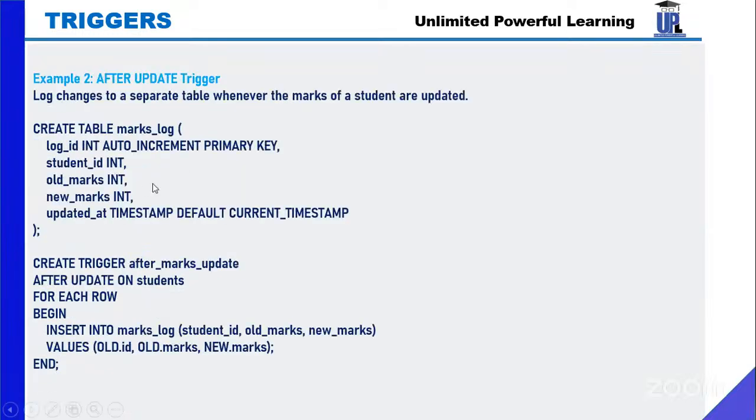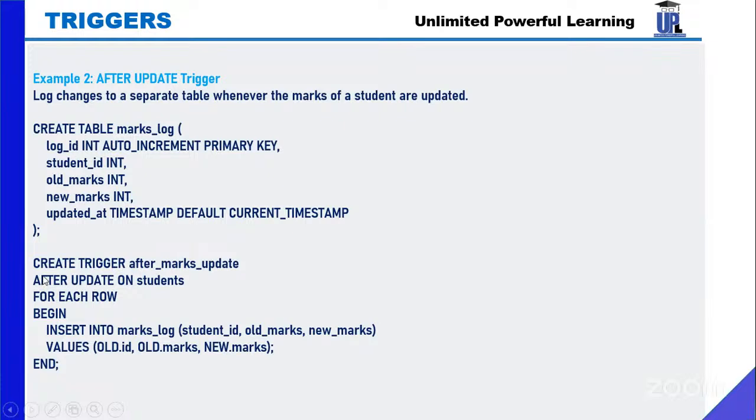Similarly, if we want to do an update trigger, log changes to a separate table whenever the marks of students are updated. So whenever the student marks are modified, I want to keep track of that, and I may create one more table. Example here, create table marks_log. It has log ID, student ID, old marks, new marks, and updated at which time. That is the current timestamp. So whenever marks are updated, automatically this table will be affected.